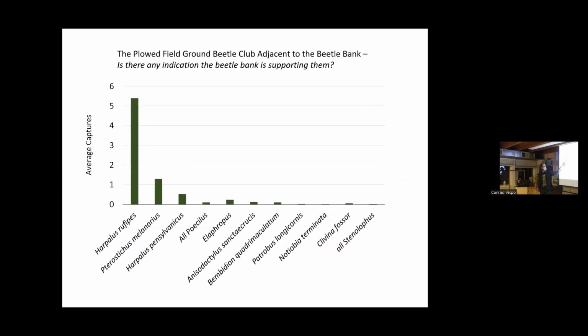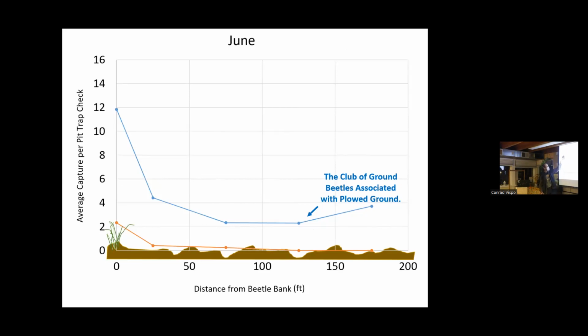So that's the ground beetles we caught out in the middle of the field, that community. The abundance of all the ground beetles in that community is shown in blue. This orange line, which you can basically ignore, is just the abundance of those beetles we really only found along the bank and almost never found farther away.